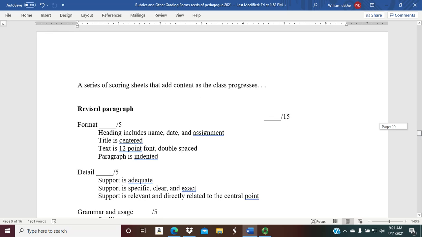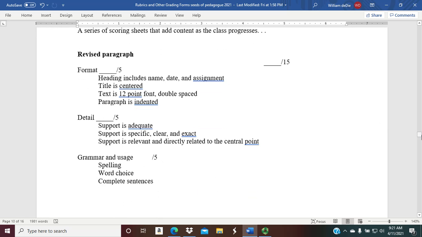The other thing to take a look at with rubrics is the idea that rubrics can actually grow as class content is taught. So for example, this rubric set comes from English 098, which is the paragraph to essay writing course. And you'll notice the first rubric is fairly small. It deals with format, detail, and grammar and usage. It is possible that the instructor would mark beyond these factors, but these factors listed here are the only ones that have been taught, and they're the only ones that are graded on the first paper.